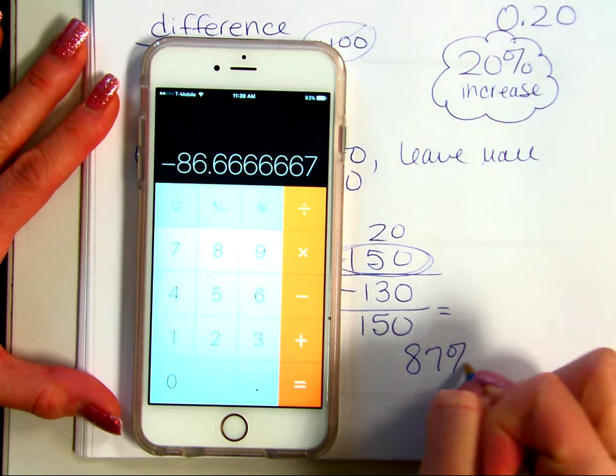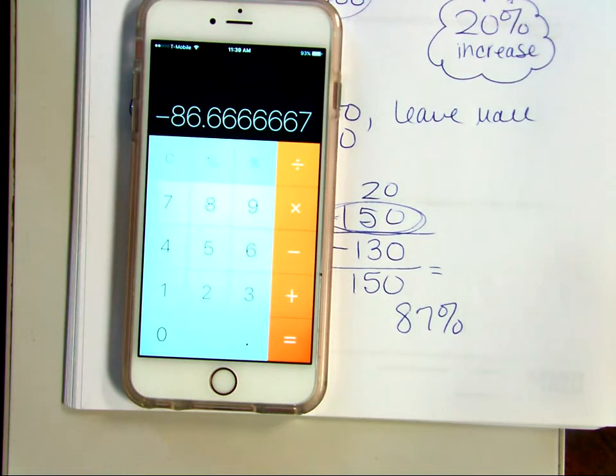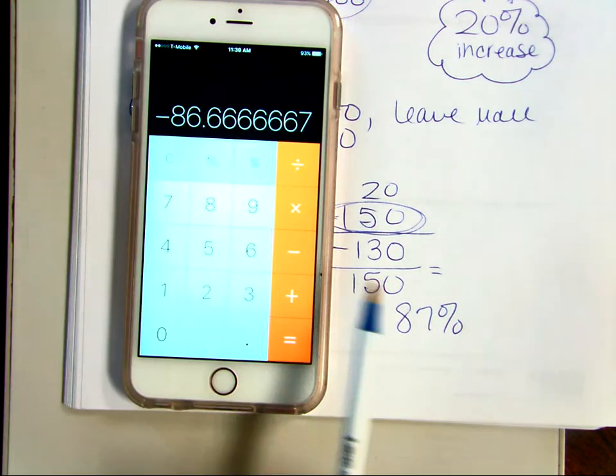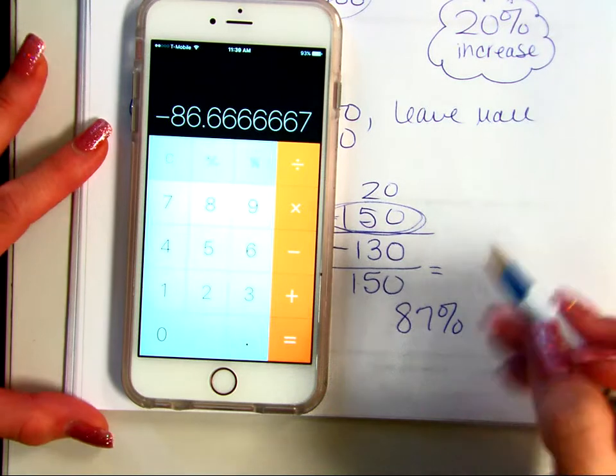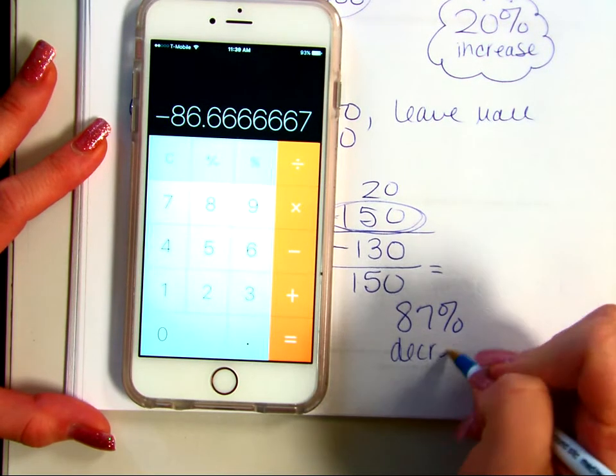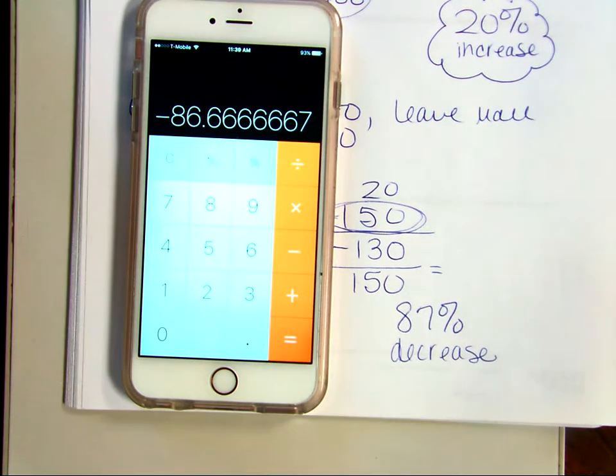87%. But what word do I need to put after it? Decrease. So here's the tricky part, guys. You don't really put that negative in your answer. You make up for that negative by writing the word decrease. Do you got it? Let's talk about a couple more.